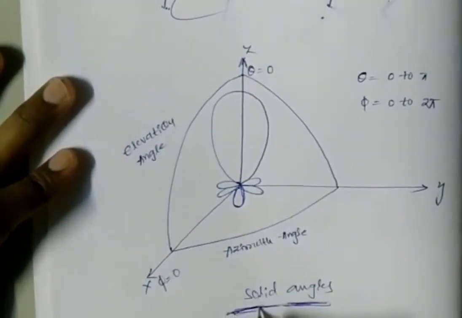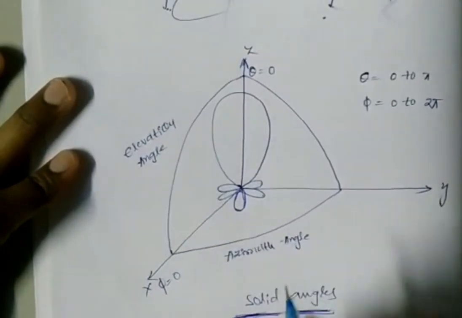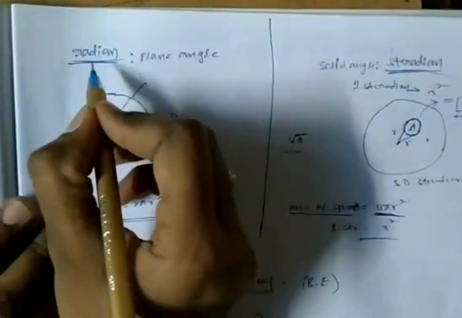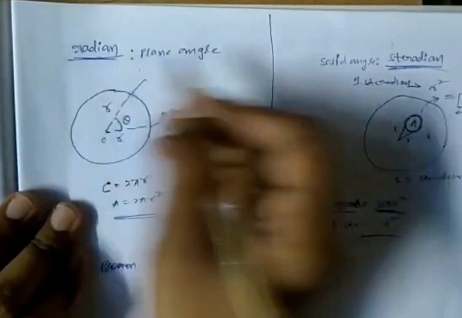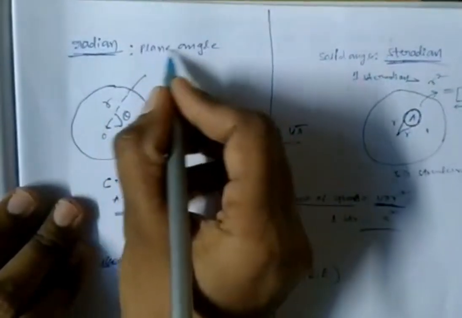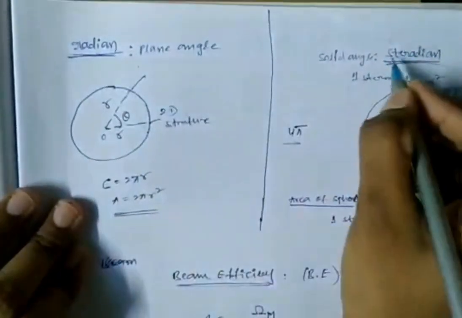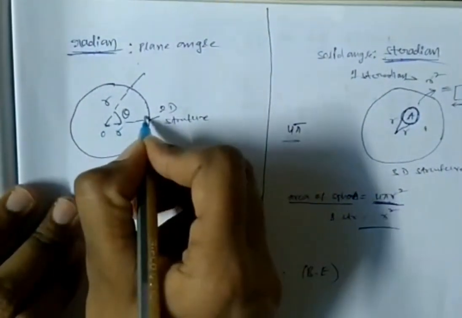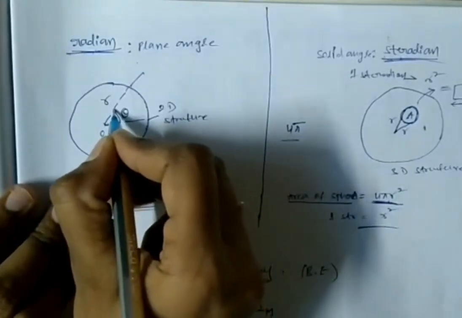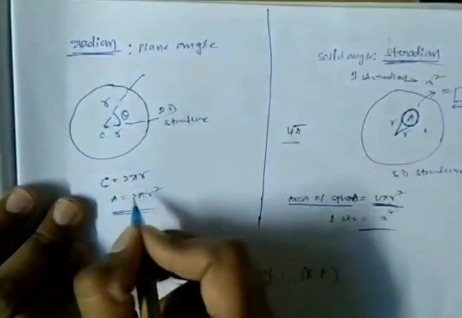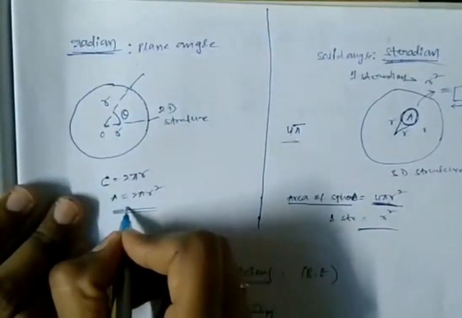Before discussing solid angles, we have a small topic to see first. What is the radian and what is the steradian? Radian is used for measuring the plane angle, and steradian is used for measuring the solid angle. The plane angles exist in the circle and the solid angles exist in the sphere. In a plane angle we draw one vertex and extend it by theta, forming an arc. The circumference of the circle is 2 pi r, and the area of the circle is pi r square.